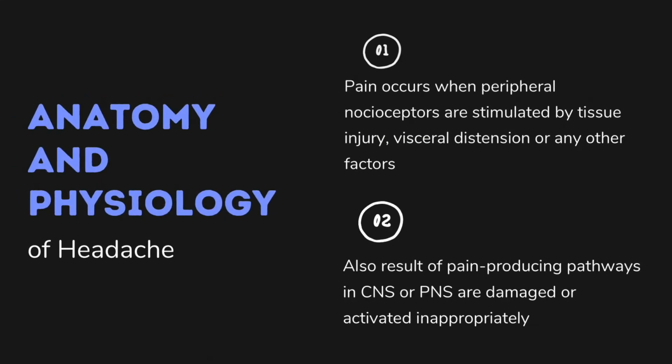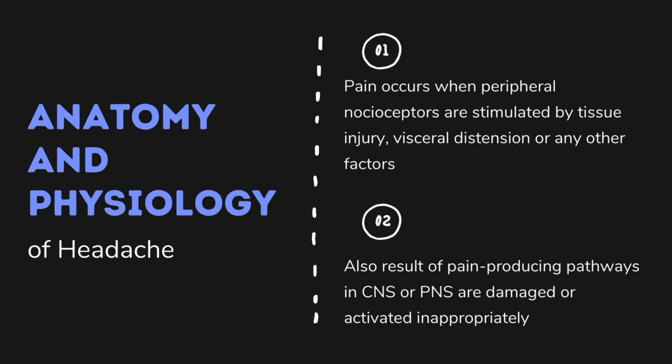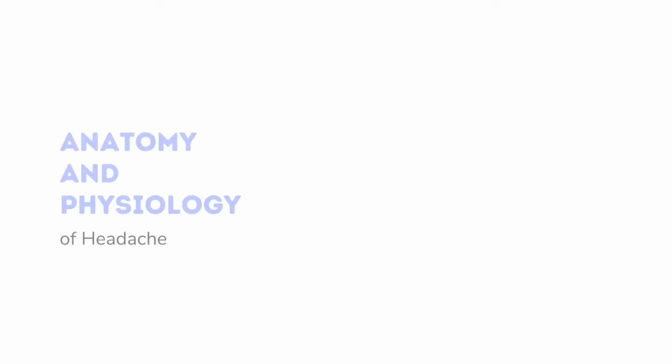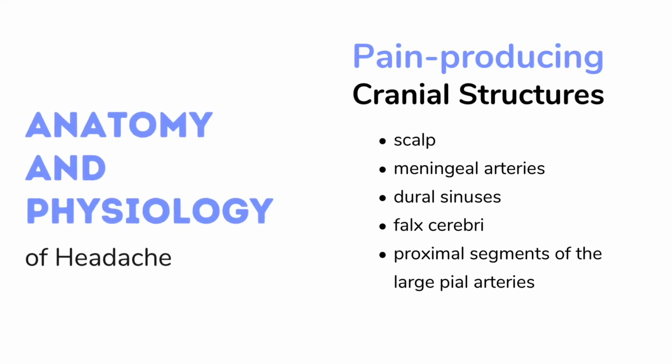Let us first discuss the science behind headaches. Pain occurs when the peripheral pain receptors, called nociceptors, are stimulated by injury, visceral distension, or any other causes. Headache also occurs when pain-producing pathways are damaged or activated. Pain-producing cranial structures are the scalp, meningeal arteries, dural sinuses, falx cerebri, and the proximal segments of the large pial arteries.